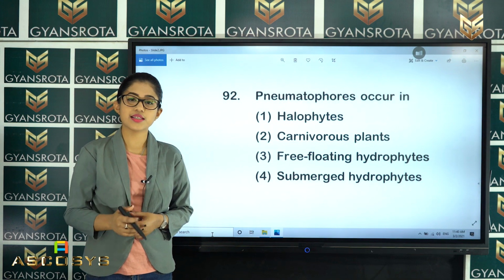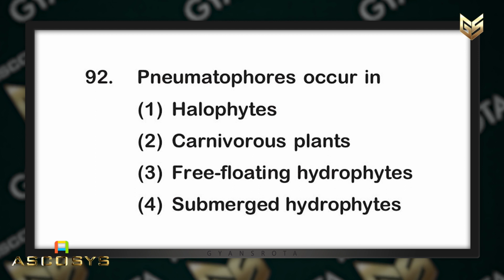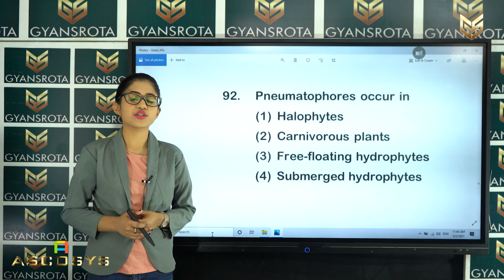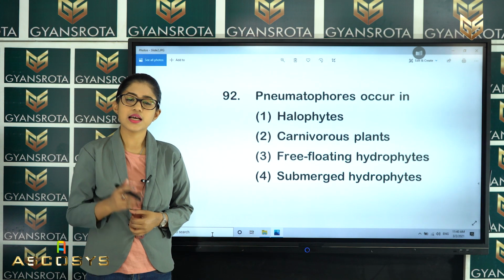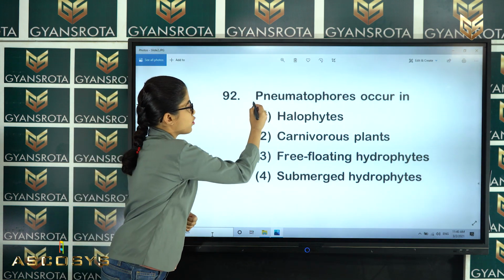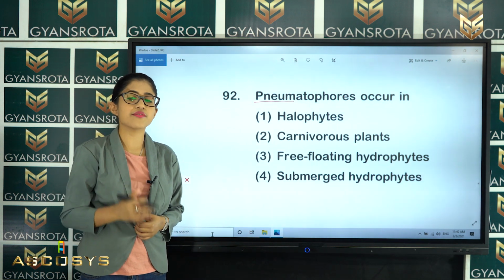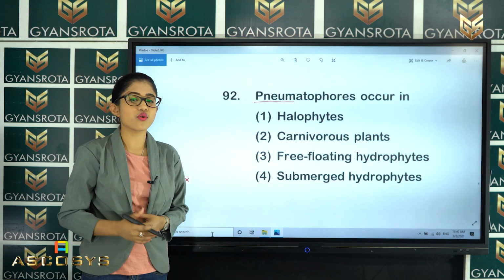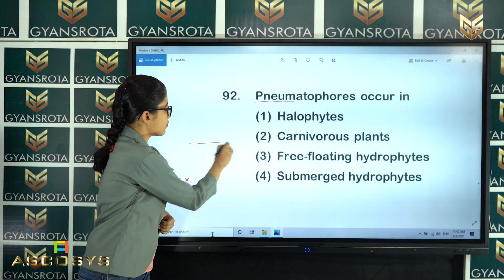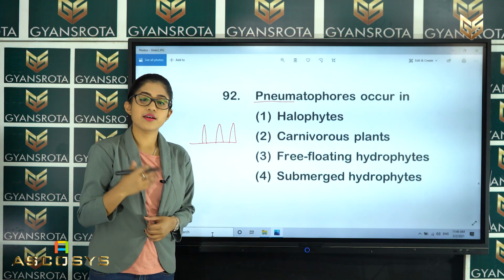In the next question, as you can see here, pneumatophores occur in halophytes, carnivorous plants, free-floating hydrophytes, submerged hydrophytes. So, this is from the chapter Morphology of the Flowering Plants. There we have discussed the modifications of roots, and from there we have got this term pneumatophores. Pneumatophores is a modification of roots in which the marshy areas in which the plants live, like Rhizophora, they have to outgrow their roots on the surface of the ground, right, like this, so that they can respire.